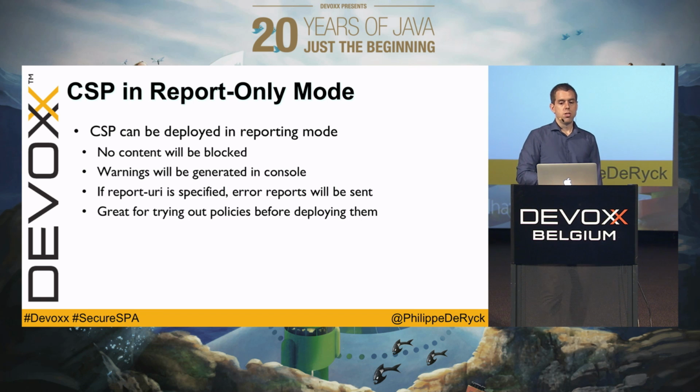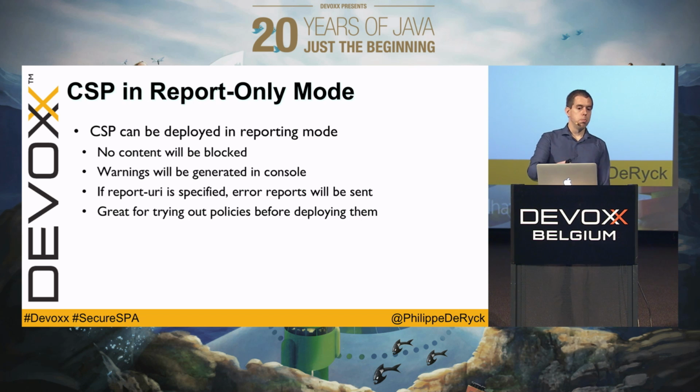You can also deploy CSP in report-only mode. Here, CSP will not block any content. It will not prevent an injected script from being executed. It will merely raise an exception and log this in a report if you have a report-uri. By the way, this is how Ember enables CSP by default. And the good thing is, as a developer, you will get these warnings during your development and testing. You'll see, oh, I get a lot of warnings here, I'm probably doing something that's not allowed by CSP.